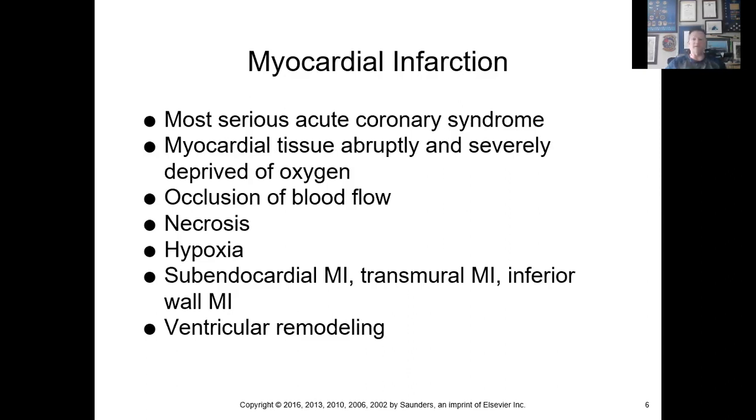Myocardial tissue abruptly, severely is deprived of oxygen. Occlusion of the blood flow, necrosis, hypoxia, and it can happen subendocardial, in other words, deep into the wall, or transmural. There's the inferior wall MI. I mentioned that with the right coronary artery, but then there's the anterior wall MI, which would happen with the LAD over the left ventricle. And they talk about ventricular remodeling. That means after the heart attack happens, as they get death to that heart muscle, the ventricle actually changes in size because it'll shrink in specific areas.